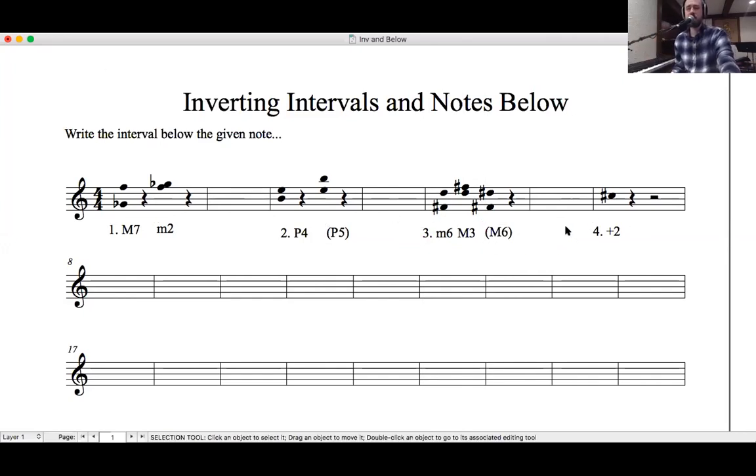Okay, last one that we're going to do together. We need an augmented second. Oh, things are getting real now. We thought it was hard with major sevenths and minor sixths. Perfect fourth, that was an easy one. But augmented seconds below, goodness gracious.